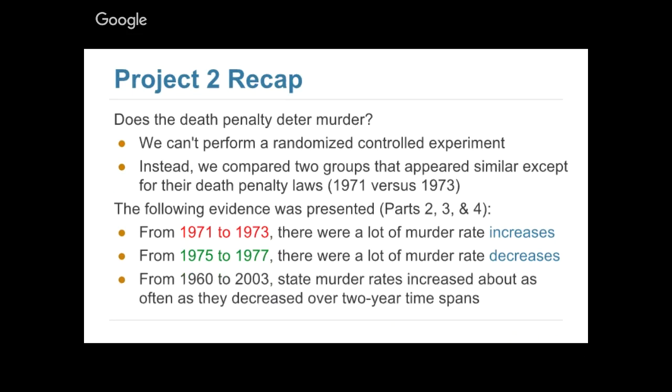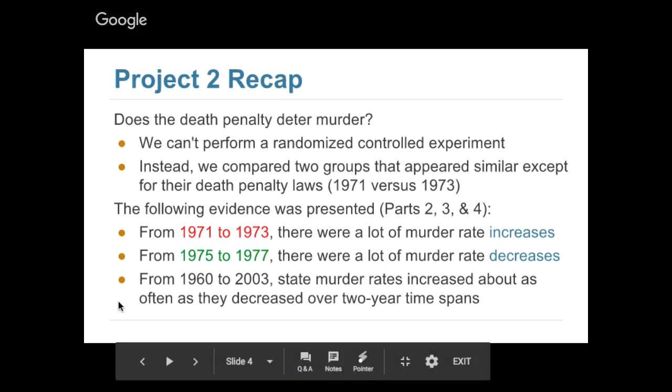Okay. Finally, we looked at the entire time span from 1960 to 2003. We noticed that state murder rates increased about as often as they decreased over 2-year time spans. So it looks like here there's nothing. Over the long run, there's nothing that special going on. Right? And so you look at this and you're like, okay, what does this mean? This statement for all the years seems to conflict with the statement over here.